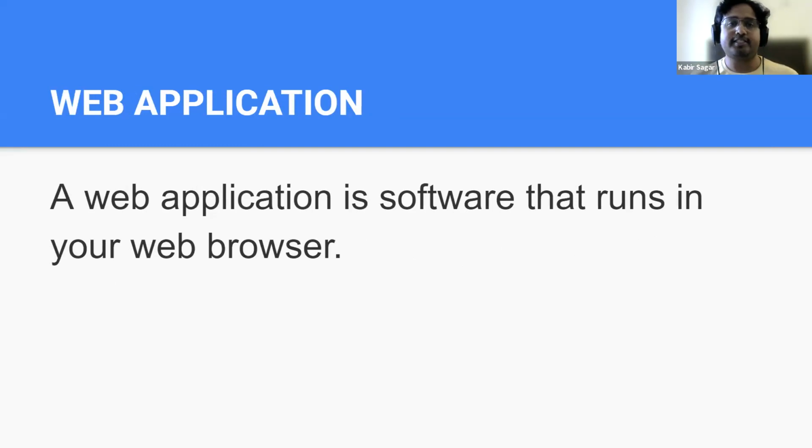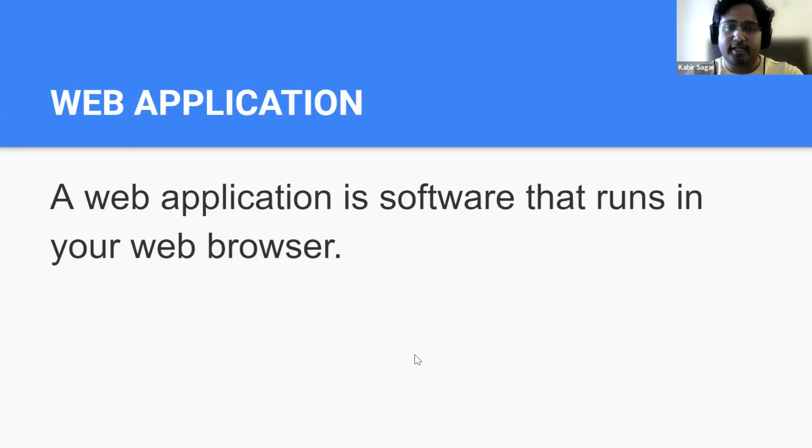Then the next question is, what is a web application? Now, we might have used a lot of applications. You might be using some application on your mobile devices, some applications on your systems, some applications in the browsers, right? Then exactly what is a web application? Basically, a web application is an application, or we can call it software, which runs in the web browser. Any application which runs in your web browser is called a web application.